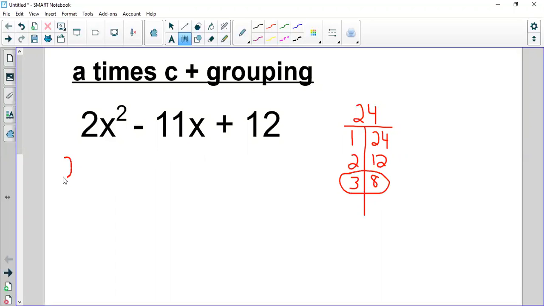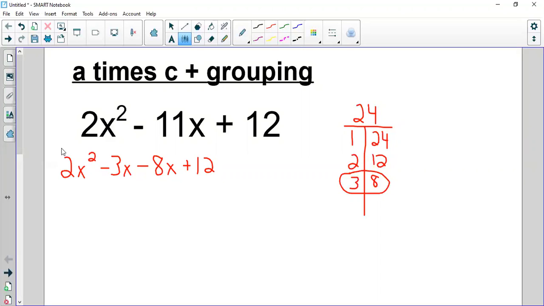So I'm going to rewrite this as my 4 terms so I can set up my factor by grouping. 2x squared. In this case, it doesn't even matter which one goes first. They're both going to be negative, so I'm just going to go minus 3x. It really doesn't matter which one goes first. Sometimes it's easier one way or the other, though. You'll see in a minute. Minus 8x, and then plus 12.